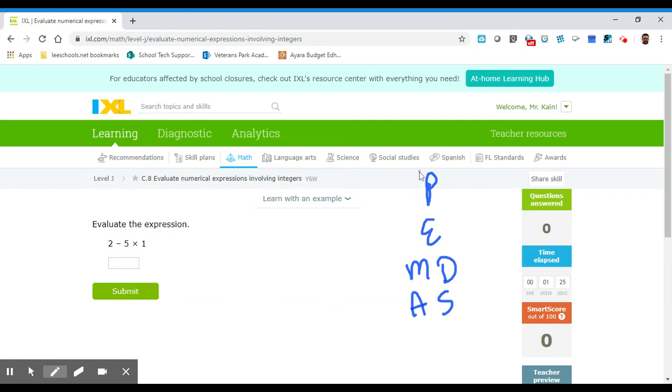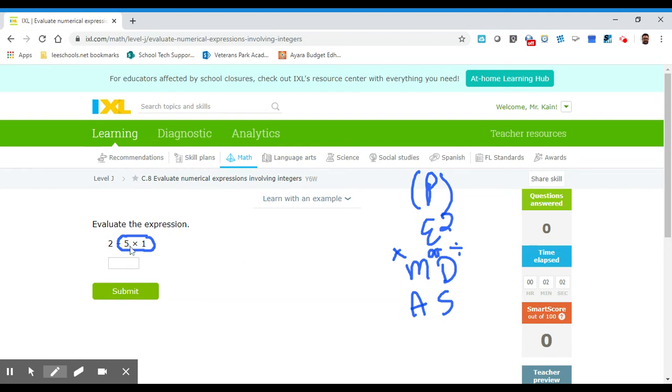So you always look for parentheses first. Is there any parentheses in our problem? No, there's not, right? Is there any exponents in our problem? No, no exponents. Is there any multiply or divide? There is, right? There is this right here, -5 times 1. So you're going to do that first. And when you get down to the multiply or divide step, you do whatever comes first, left to right. That means if divide comes before multiply, left to right, you would do that first.